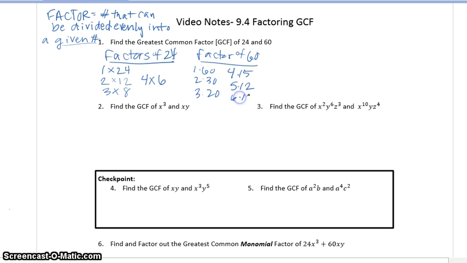as 6 times 10. Alright, so the greatest common factor of two numbers is the greatest or the highest number that is a factor of both. So we see here 12 is the greatest or the highest number that is a factor of both 24 and 60. So the GCF, or greatest common factor, of 24 and 60 is equal to 12.